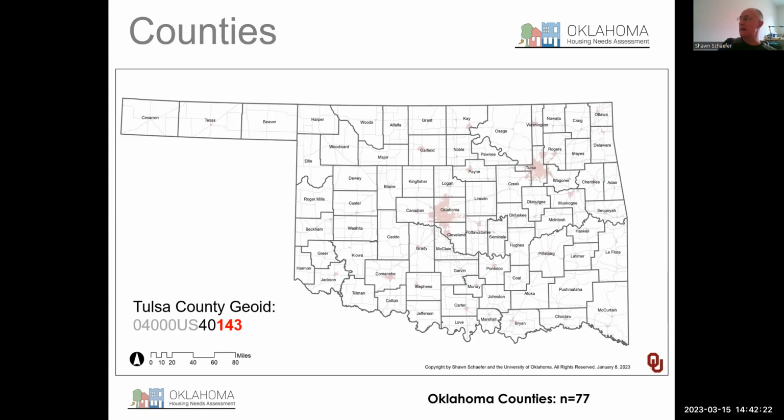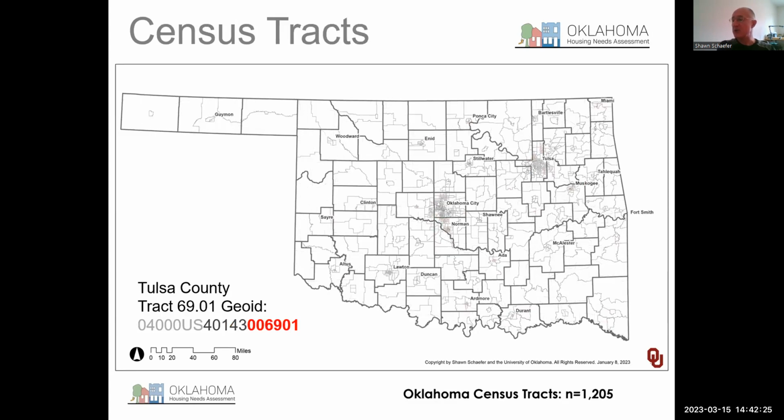Moving on now to the next level. Each county is divided up into census tracts. I selected a tract in Tulsa County. It happens to be the tract I lived in, which is tract 69.01. And this is its GeoID. You can see the 40143 is still there, but then there's a 6-digit code for the census tract, 006901. The first 4 digits are for the number, and the last 2 are on the right side of the decimal.